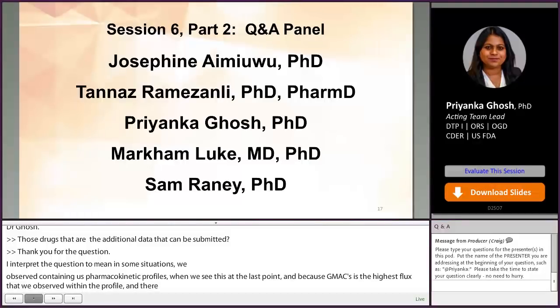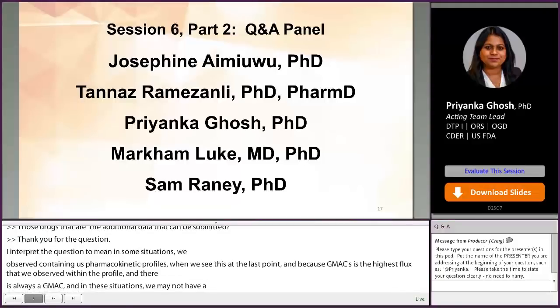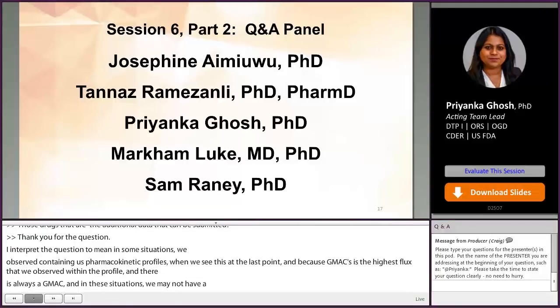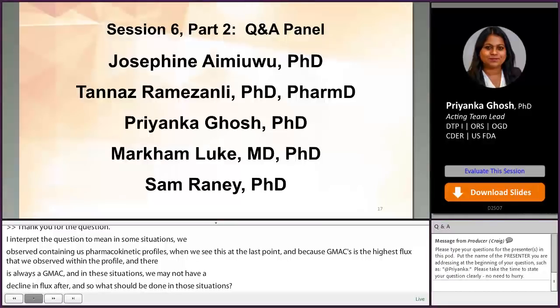Well, there are options. If this is a drug product that is not expected to undergo rapid metamorphosis, such as an ointment, you may need to consider alternate study designs where you may need to remove the drug product after a certain length of application in an effort to obtain a profile that provides you with not only the Jmax or the highest flux, but a decline in your flux profile from that point.